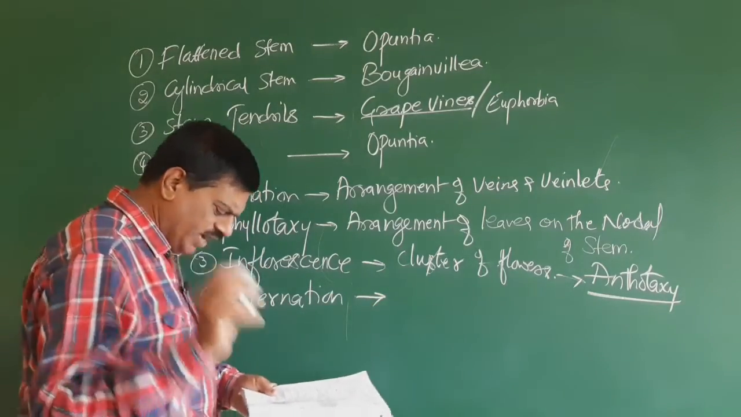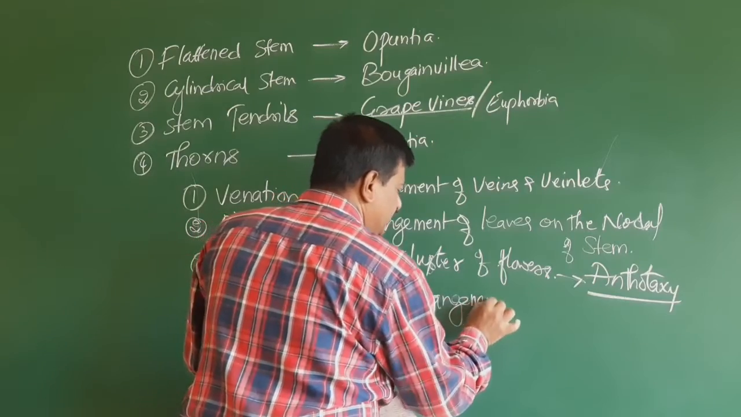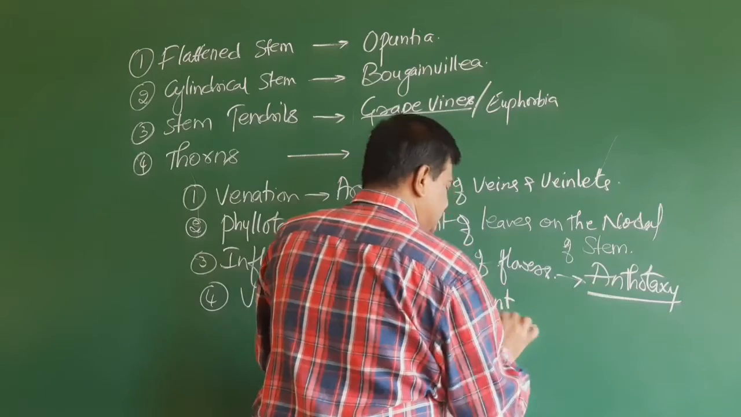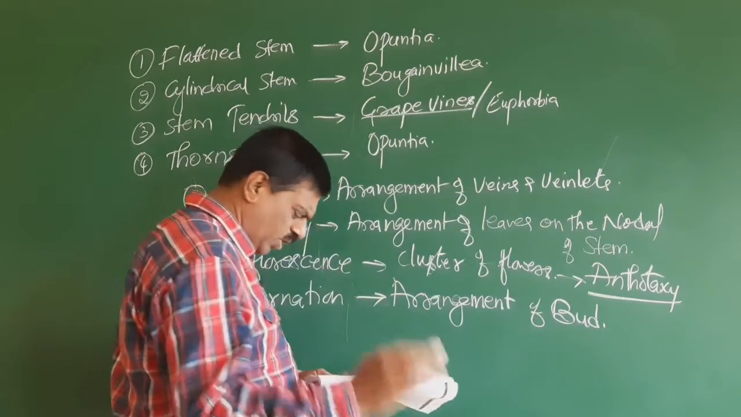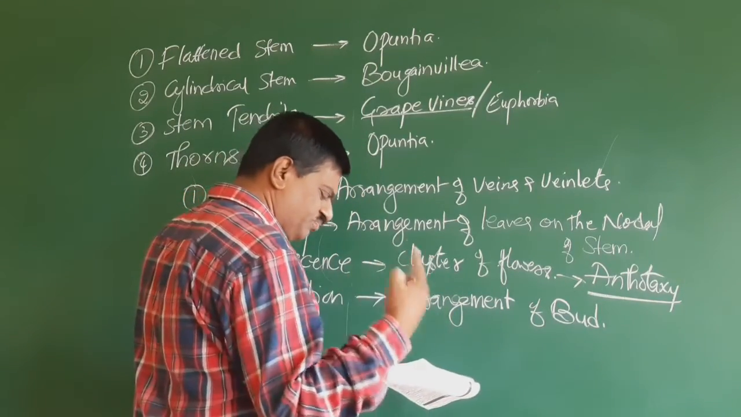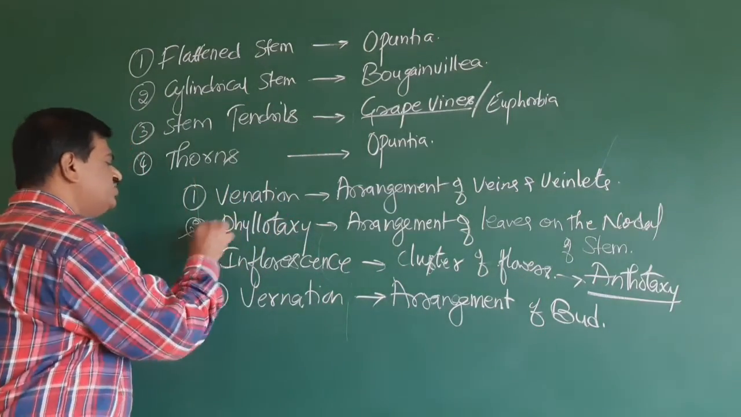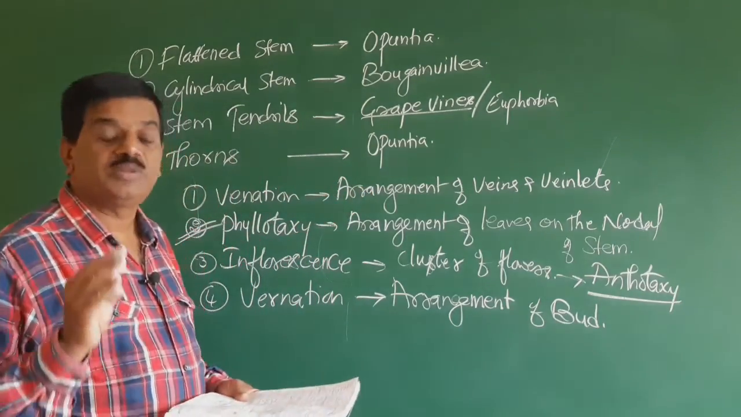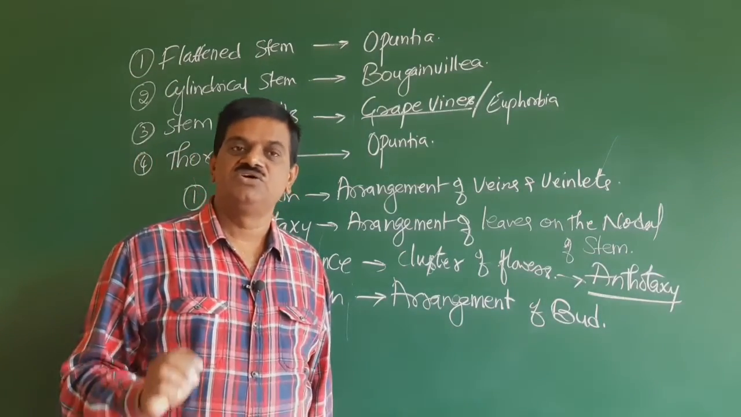Here vernation is nothing but the arrangement seen in the bud, arrangement of flower buds, or you can see young leaves in the leaf buds also. So here the right answer is phyllotaxy. The pattern of arrangement of leaves on the branches is always called as phyllotaxy. This completes first level.